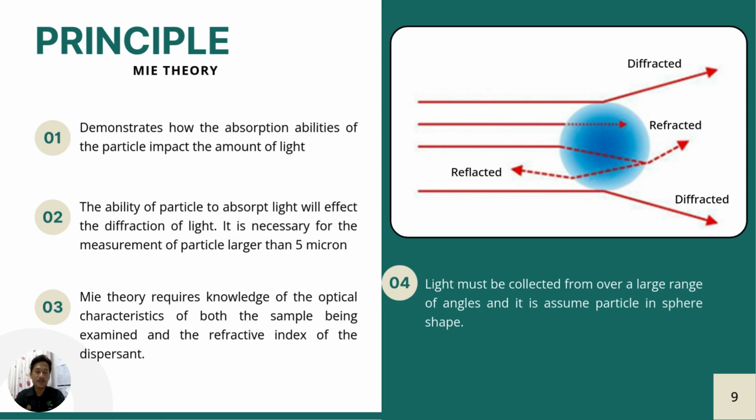Another theory to describe light diffraction is the Mie theory. Mie theory demonstrates how the absorption ability of a particle will impact the amount of light. The ability of a particle to absorb light will affect the diffraction of light. It is necessary for the measurement of particles larger than 5 micron. Mie theory requires knowledge of the optical characteristics of both the sample being examined and the refractive index of the dispersant. Light must be collected over a large range of angles and it is assumed the particle is spherical in shape.